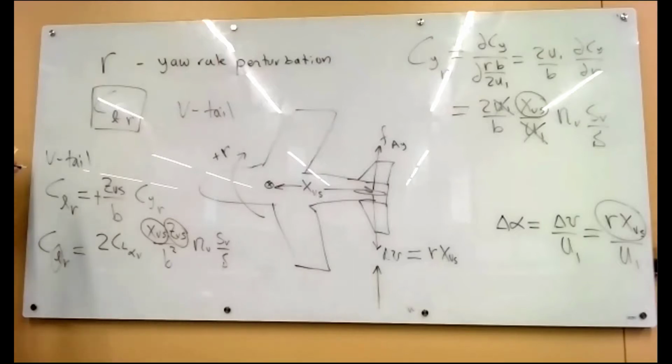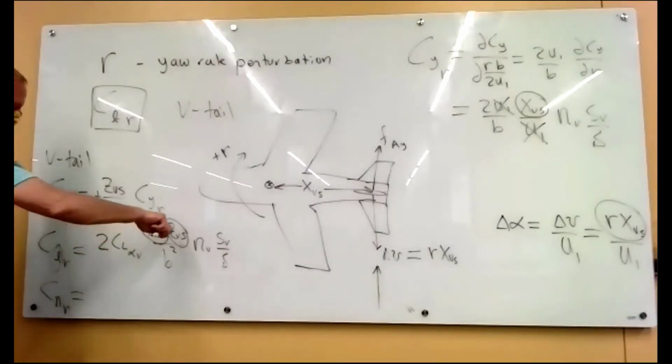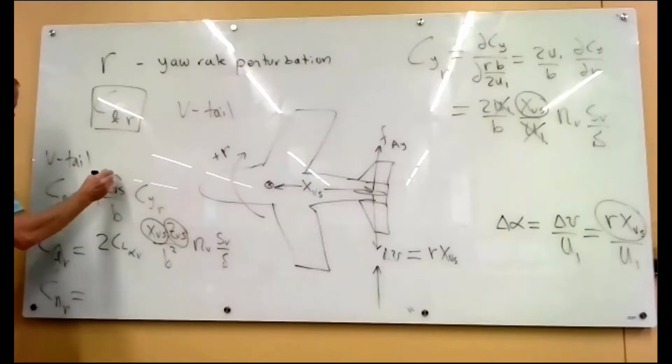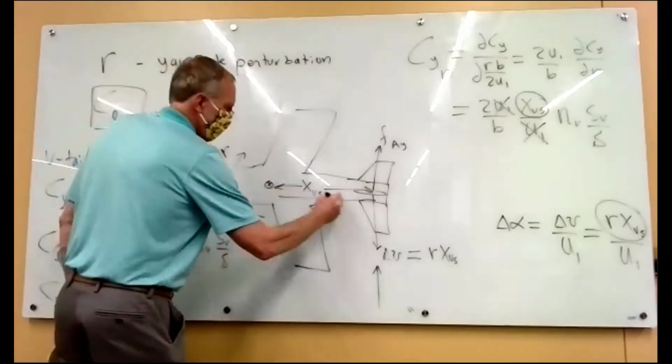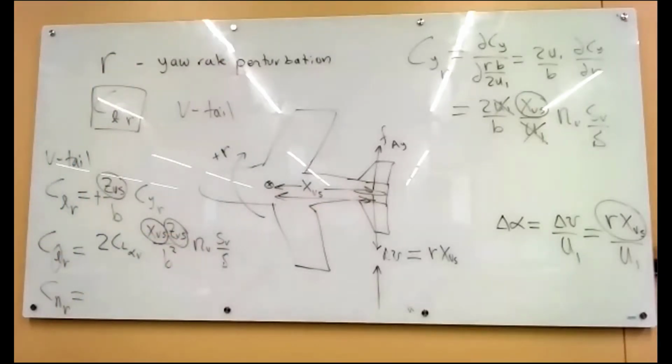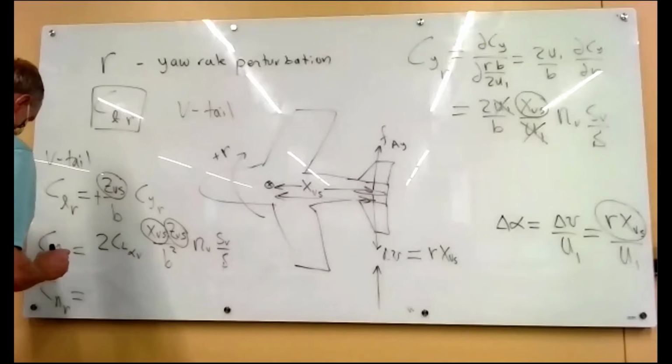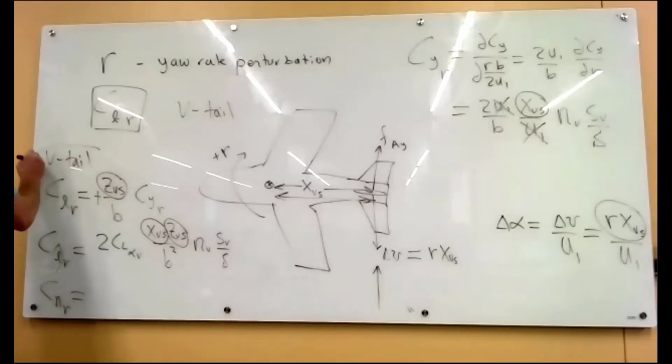And then while we're on this, we can calculate Cn in the same way, except instead of using the vertical moment arm here, we just use the yaw moment arm, X. So we're going to end up with a double X. And again, these are both just the vertical tail parts.